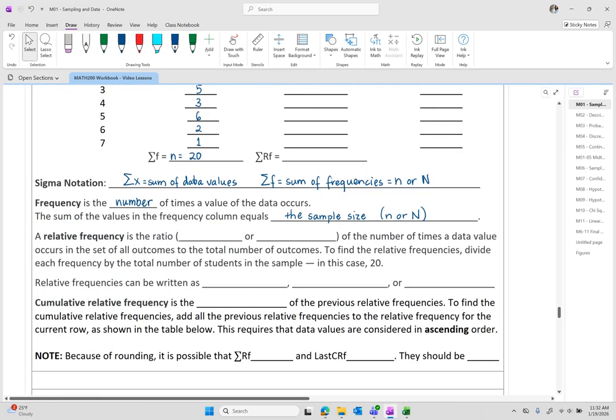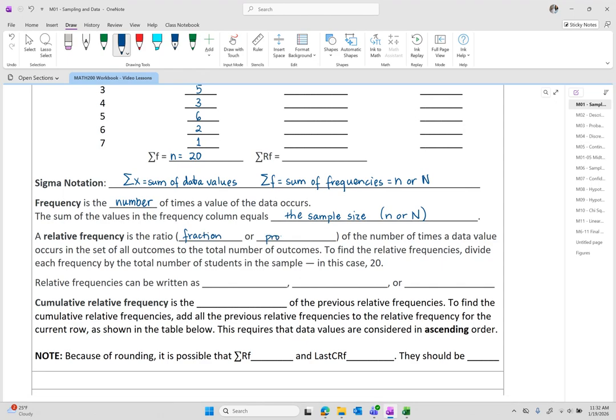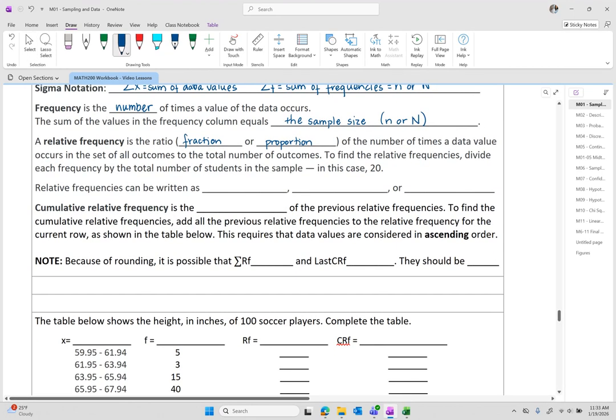Now, a relative frequency is the ratio, fraction, or proportion, that's what a ratio means, of the number of times a data value occurs in the set of all outcomes to the total number of outcomes. So it's a ratio from the number of times it occurs to the total number of outcomes. To find the relative frequencies, we divide every frequency by the total number of students. In our case, it's 20. The relative frequency can be written as a fraction, a decimal, or a percent.